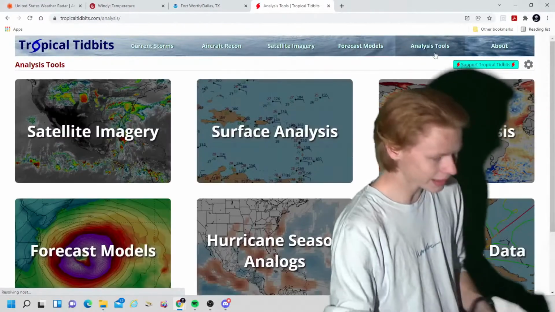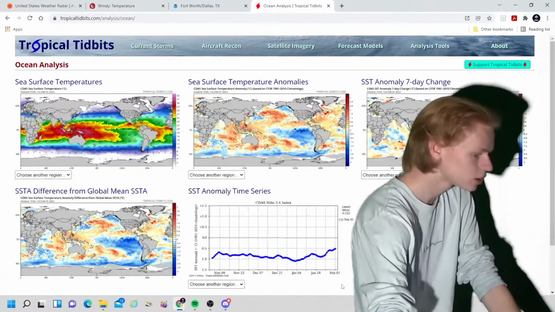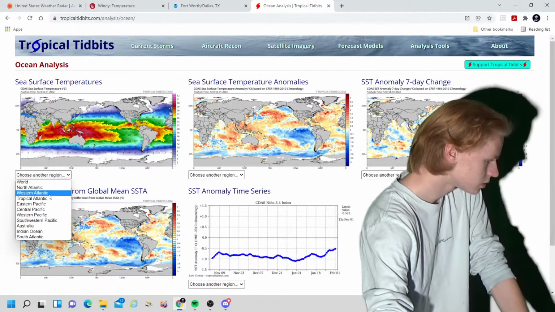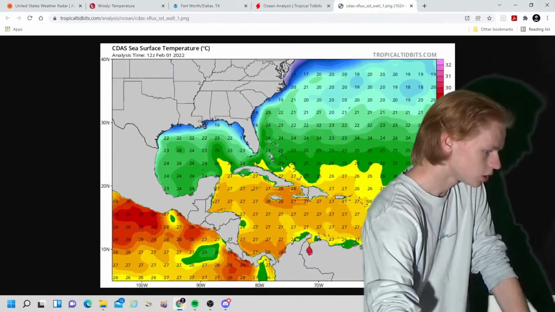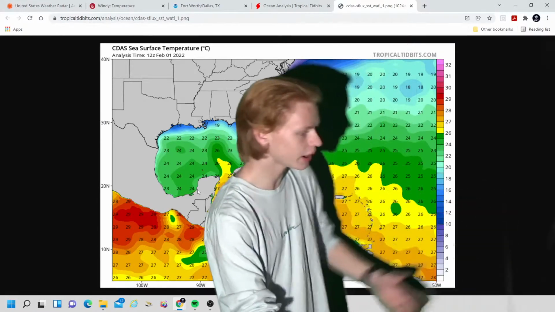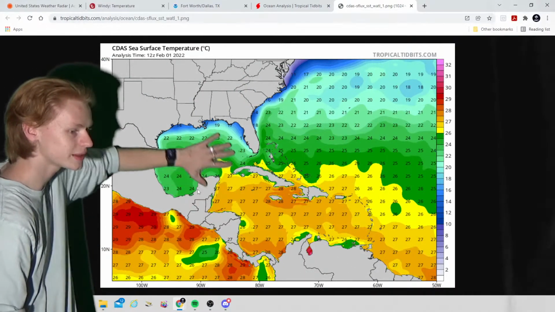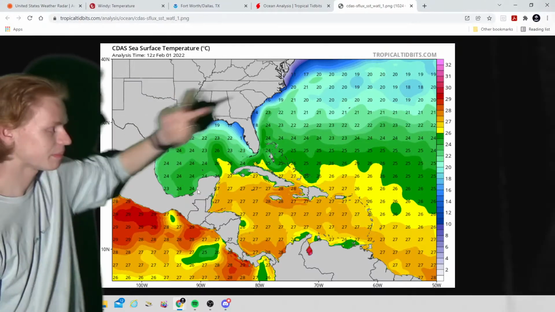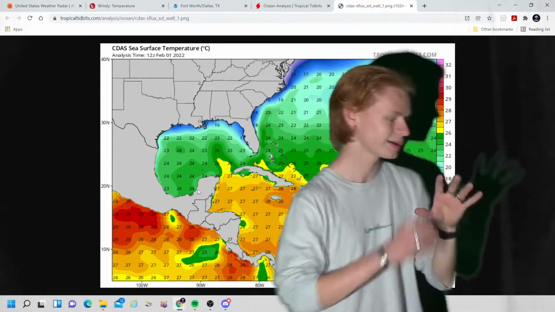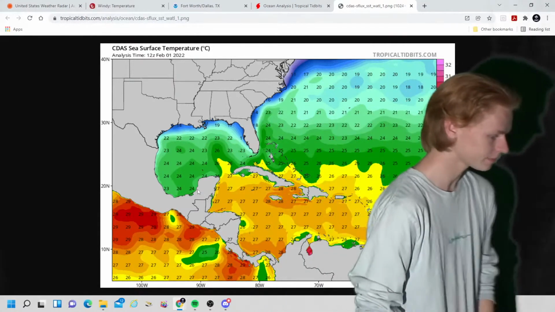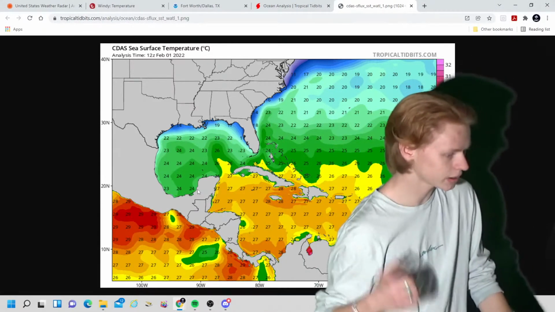If we go and look at analysis tools and look at ocean analysis, I want y'all to see just how warm the Gulf of Mexico is. 26, 25, 26 degrees. Still very warm. It could still pull in some of this moisture and make the storm worse. That's a possibility. Concerning. Very, very concerning.